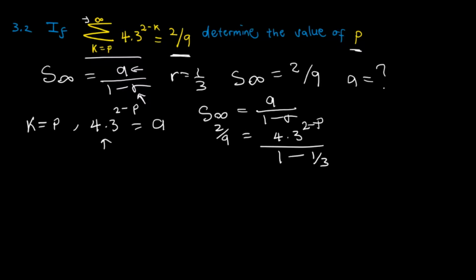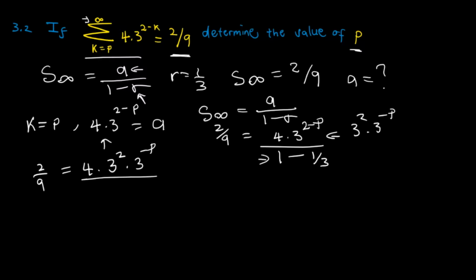Then we're gonna add everything up. So it's gonna be 2 over 9 is equals to 4 multiplied by 3 to the power of 2. So we're going to break this down using the laws of exponents. So it's going to be 3 to the power of 2 multiplied by 3 to the power of minus p, divided by, so you're going to add this using your calculator. You're going to find 2 over 3.